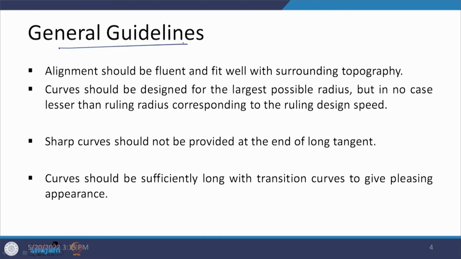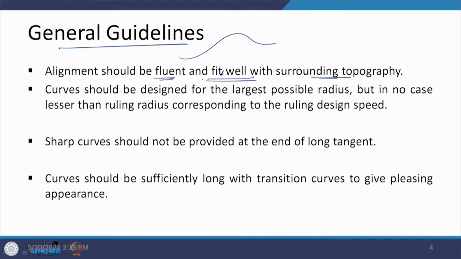The very first thing is that we should have an alignment which is quite fluent. That means it is very easy, in the sense that you could just draw it by free hand. So, there is a fluency, the flow can be very easy along it, and at the same time it fits well with the surrounding topography.